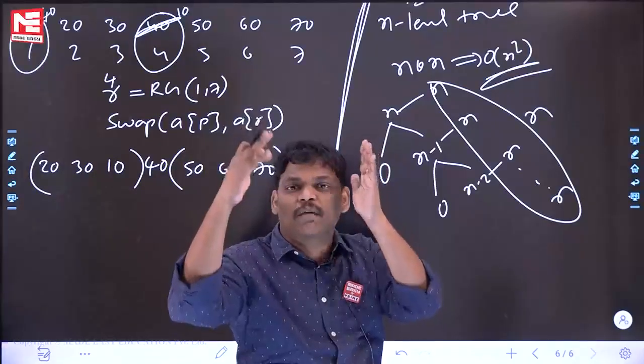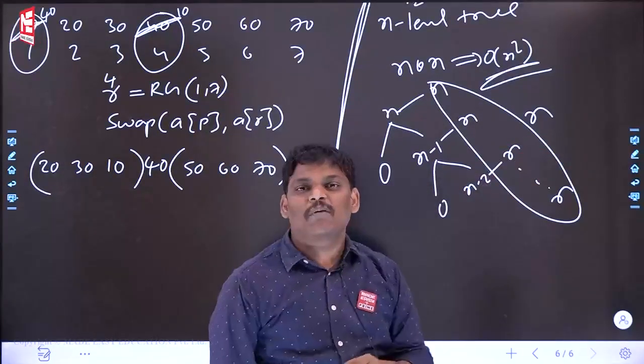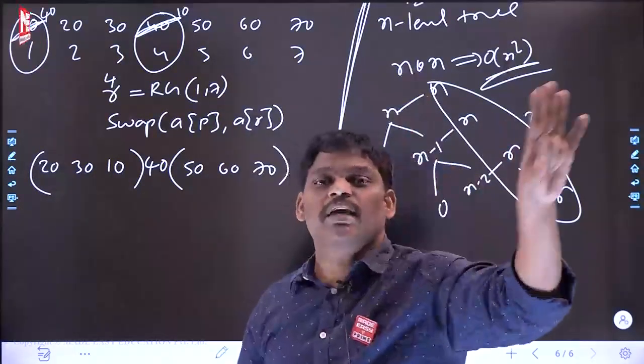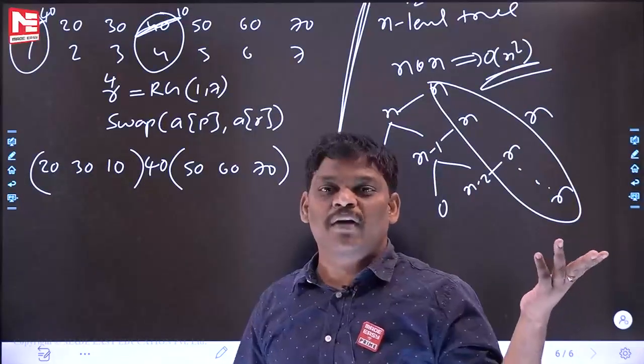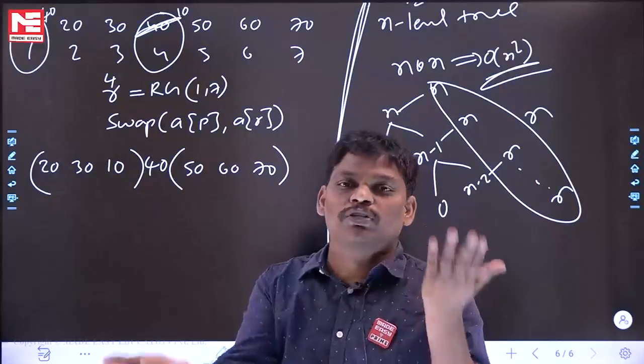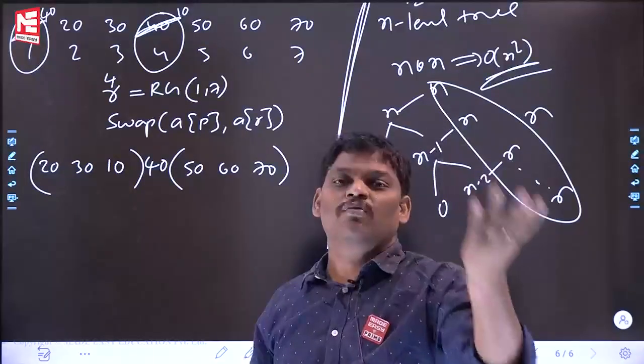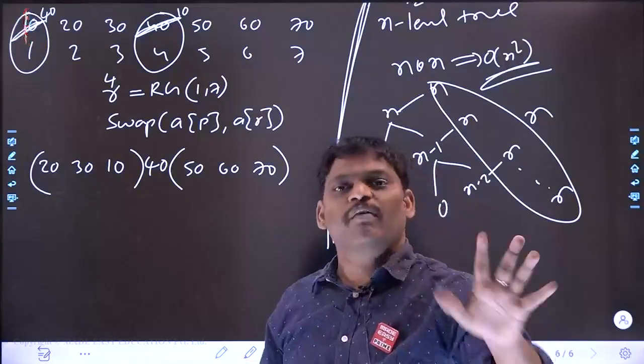Majority times worst thing happening, then that is the reason worst case. What is the meaning of best case? Majority times best case came, then best case. What is the meaning of average case? Half time best, half time worst, which will lead to average case.